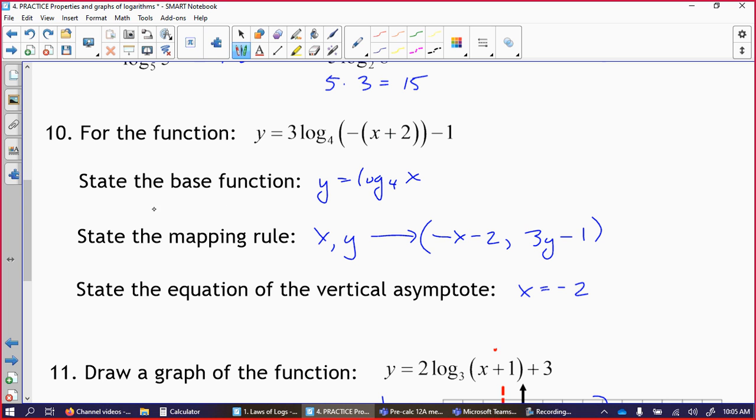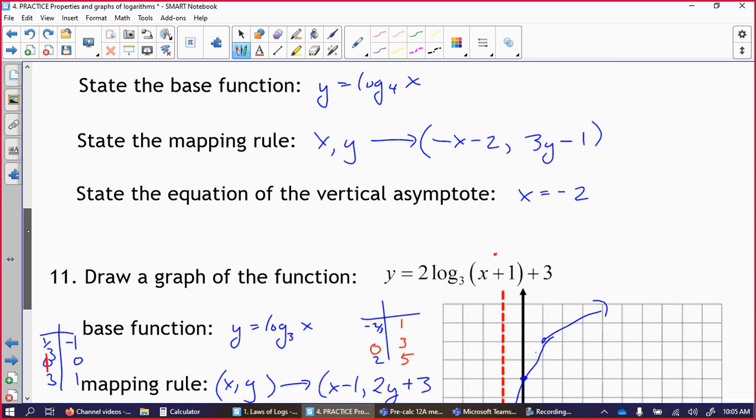Then the base function for y equals 3 log base 4 of negative of x plus 2 minus 1 is log base 4 of x. The mapping rule is negative x minus 2 and 3y minus 1, which gives a vertical asymptote at negative 2 in this graph because it's got a reflection in the y. Our normal logs look like that. So if I'm reflecting in the y-axis, it's going to look something over there.